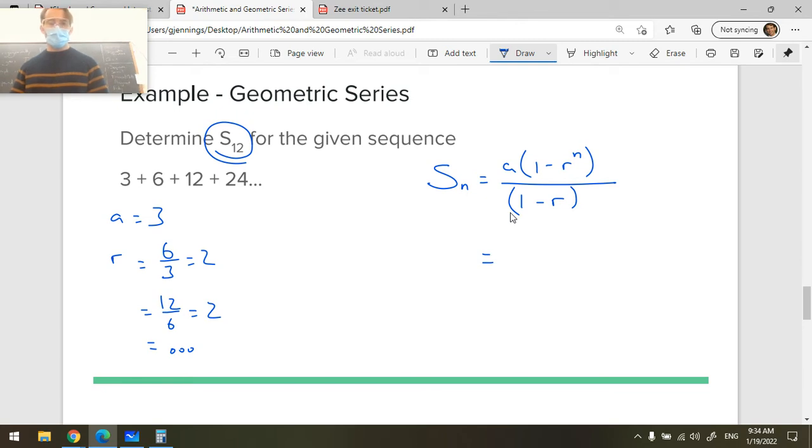A is 3, so I'll put in 3 for A. 1 minus r. R is 2. 2 raised to the power, we have 12. So this is S of 12, the first 12 terms of this geometric sequence.